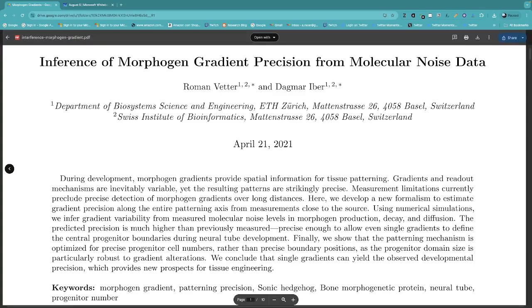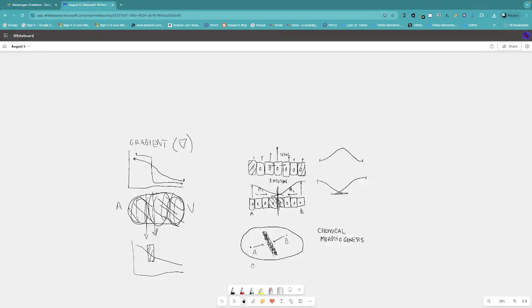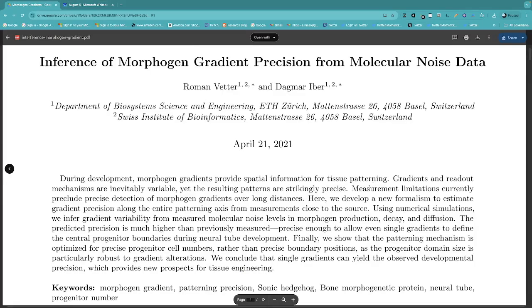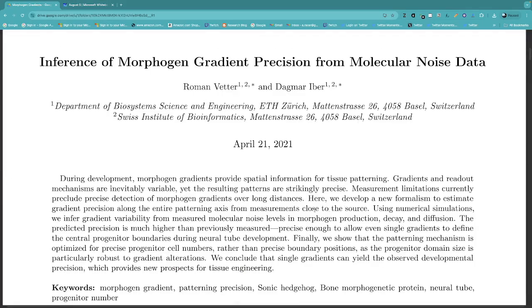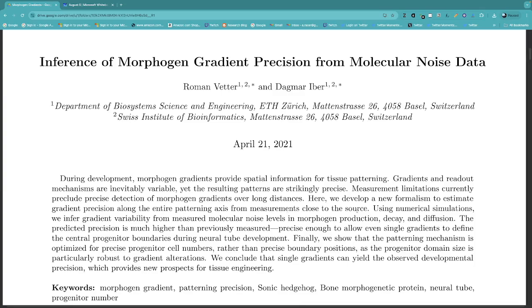Measurement limitations currently preclude precise detection of morphogen gradients over long distances. So, we can measure morphogen gradients. It's hard to measure them over long distances. Usually they're local effects, and then they're embedded in this global system of gradients that intersect and do other things. So it's hard to really measure them over long distances with the way we do the measurement now. Here we develop a new formalism to estimate gradient precision along the entire patterning axis for measurements close to the source.